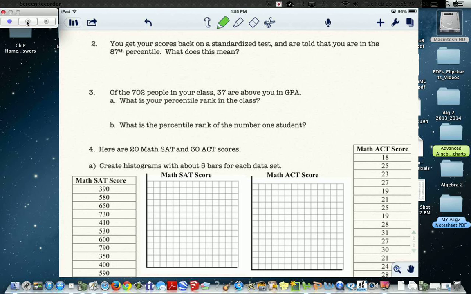What if you get your score back on a standardized test and are told that you are in the 87th percentile? What does this mean? This means that 87% of all students scored below.